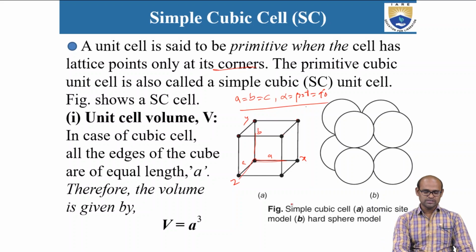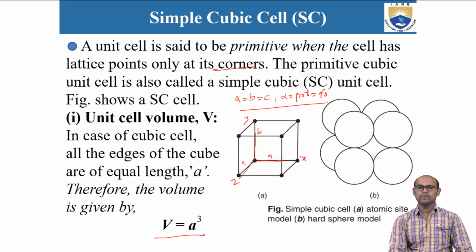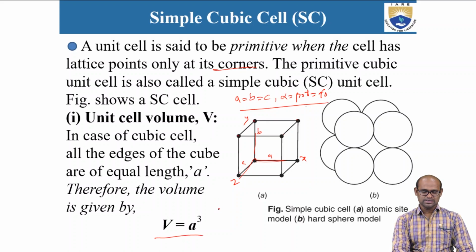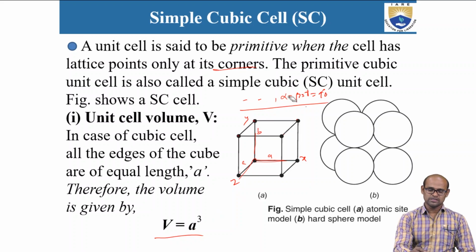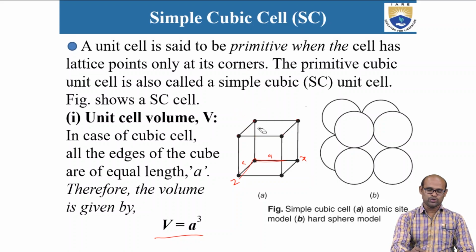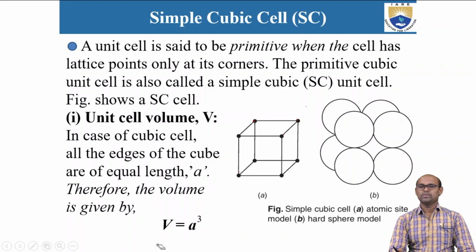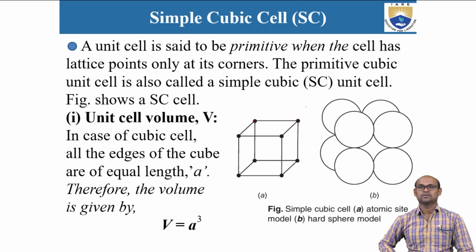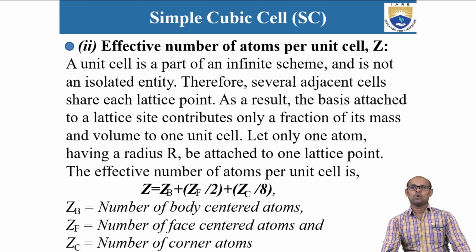So therefore, the volume is given by this. The volume of the cube is a cubed, because a equals b equals c. So for a simple cubic unit cell, the volume is given by a cubed, right? Why is the volume a cubed? Because a equals b equals c for a cubic unit cell, right? So that is the volume of a simple cubic unit cell, which is a cubed.